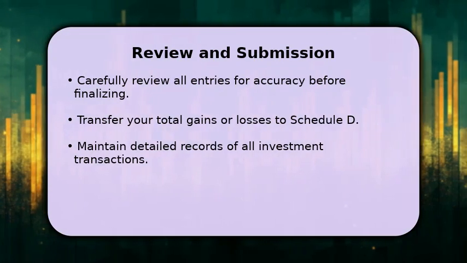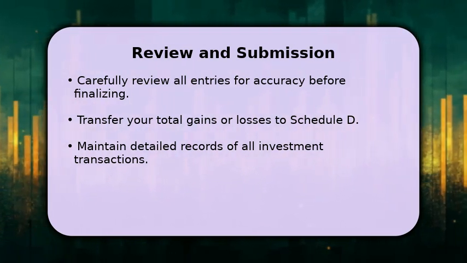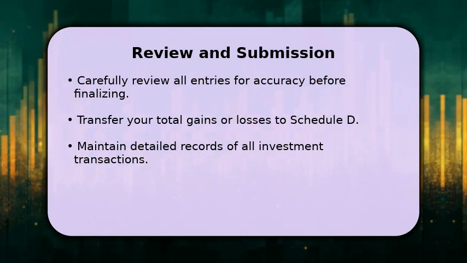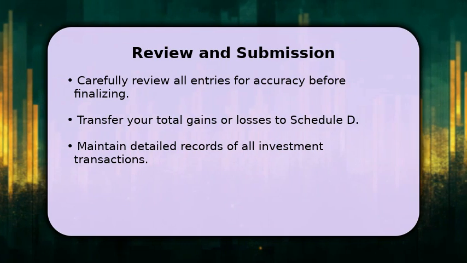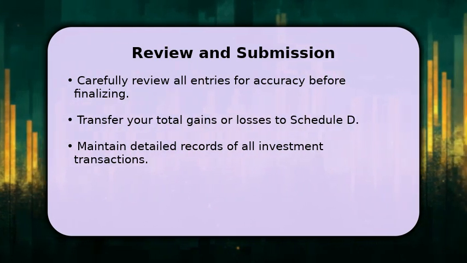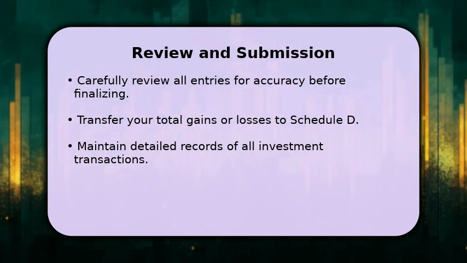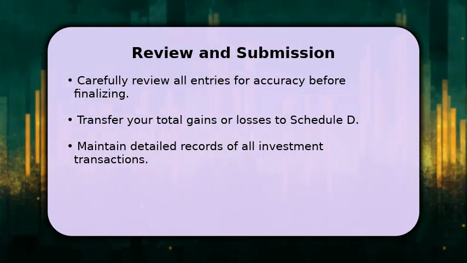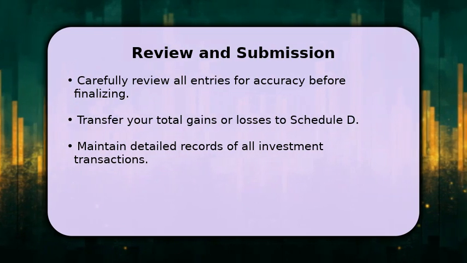Once you have entered all your transactions on Form 8949, it is vital to review every detail for accuracy. After completing the form, you will carry the totals from both Part 1 and Part 2 over to Schedule D of your tax return. This summary on Schedule D then flows to your main tax form. Always keep thorough records of your investment purchases and sales for at least 3 years, as they are crucial for future reference.